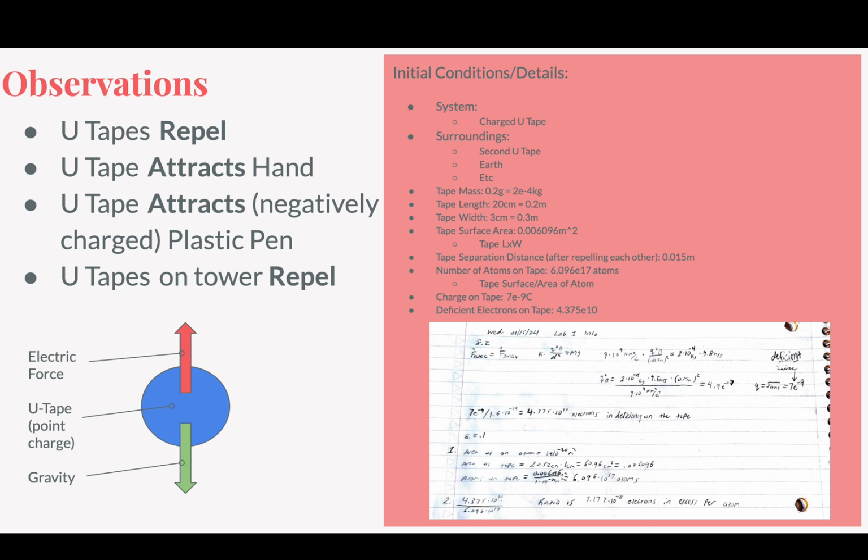The free body diagram below shows what the equilibrium would look like for the U-tape if it was a point particle or a point charge. You can see the gravity and the electric force are acting in opposite directions and they cancel each other out. That was the fundamental process I used for finding the charge of the U-tape.